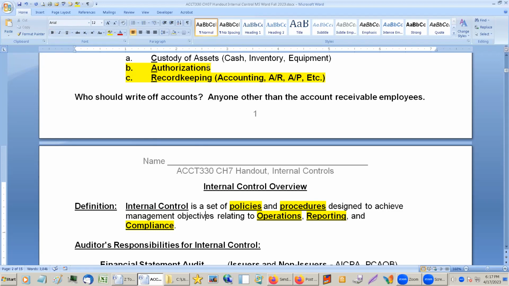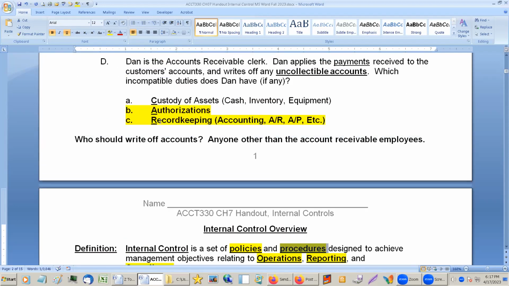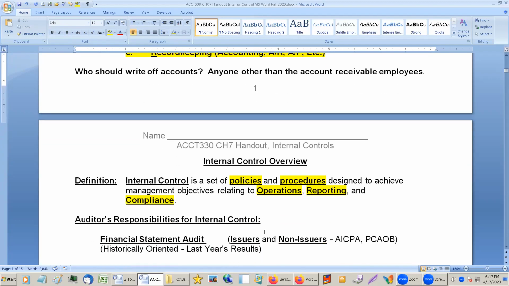Okay, the big thing is that internal control is actually a process. It's not something that is put in place and then forgotten about. So it's policies and procedures. If people stop following the procedures, it falls apart. If the policy is that somebody else authorizes the write-off of accounts receivable, but someone gives those duties to Dan, it falls apart.